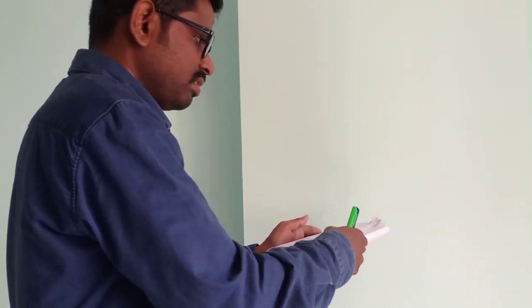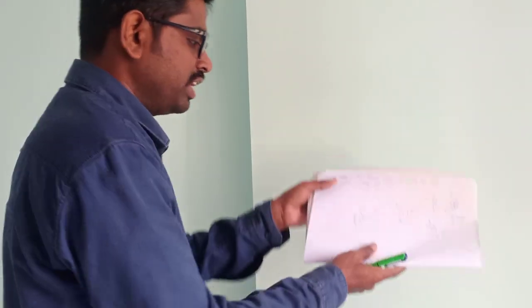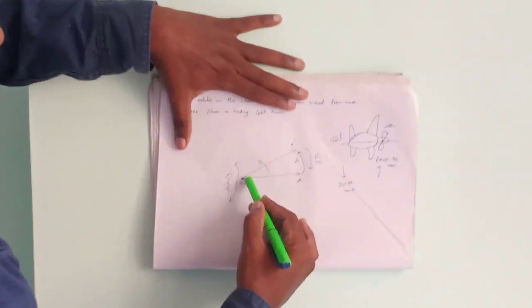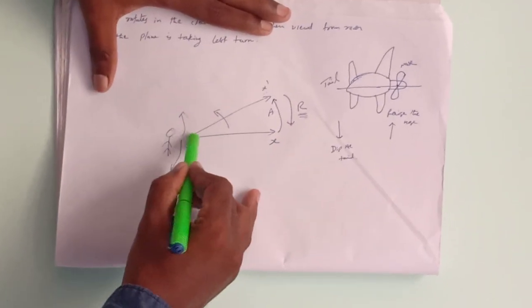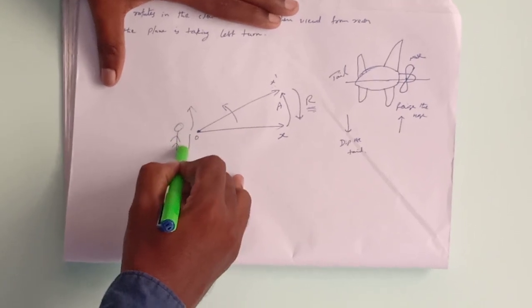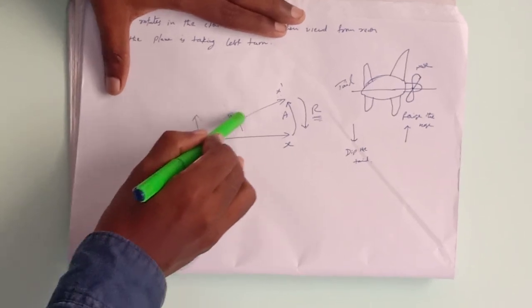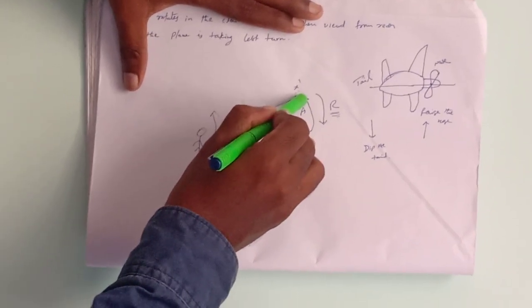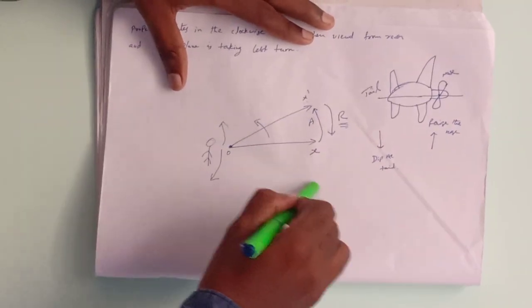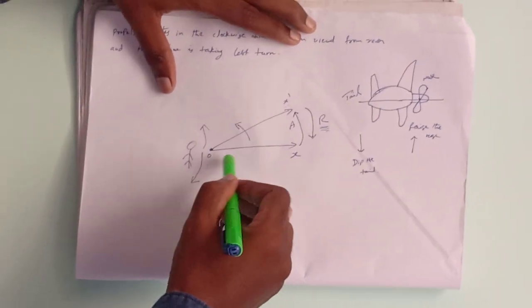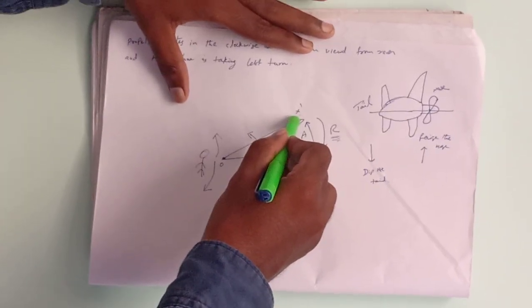Now if I want to take a left turn, this is the left turn. If I want to take a right turn, this is the right turn. In the question it is given that it is a left turn. Left turn means like this. That I have drawn here. This is my OX. At the starting point of the vector, I stand here. Now the plane is taking a left turn like this. That's why I have drawn OX dash. If it is a right turn, I have to draw like this.